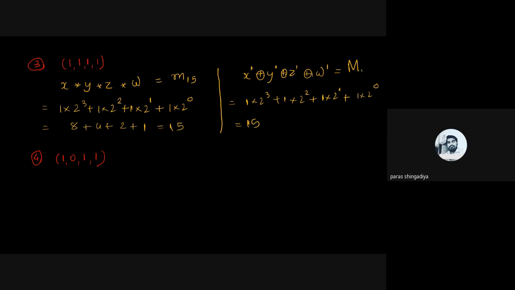And now similarly for max term, just the expression will be modified here. Here it will become x dash ring sum y dash ring sum z dash ring sum w dash. Okay, this is the answer for max term. And here we'll get the same value, 1 into 2 raised to 3 plus 1 into 2 raised to 2 plus 1 into 2 raised to 1 and plus 1 into 2 raised to 0. Okay, that also gives 15 there, and therefore the answer of max term is capital M15. Clear? So now, any doubt to anyone in this type of questions?